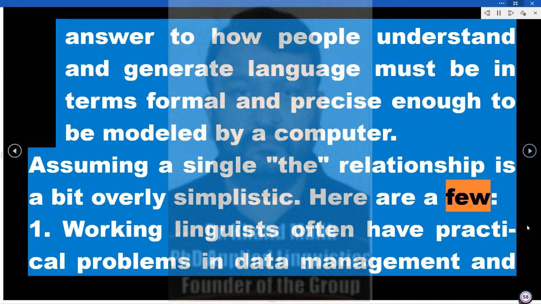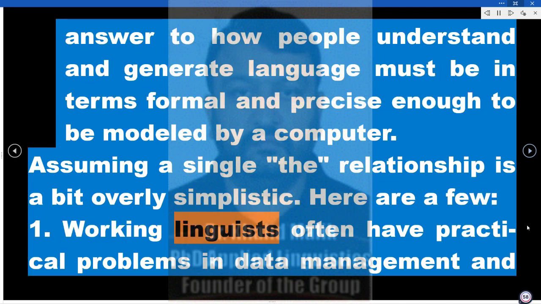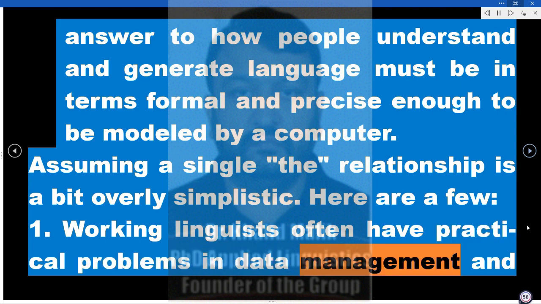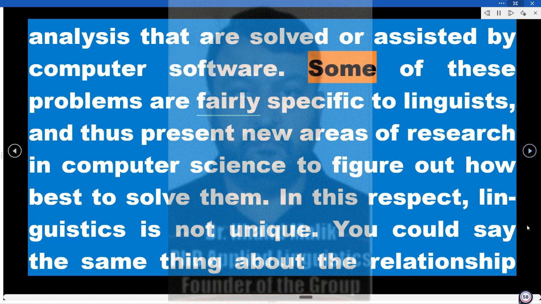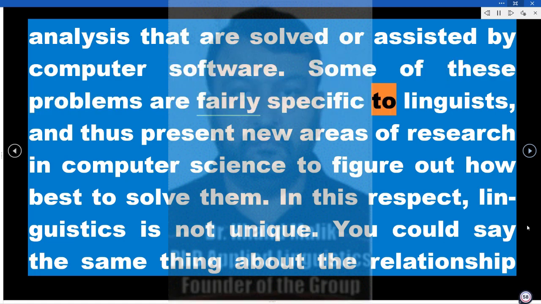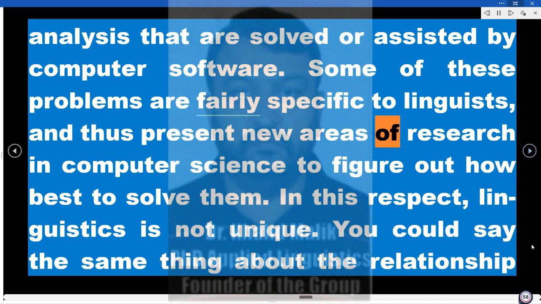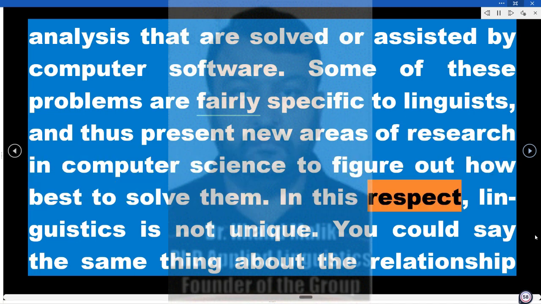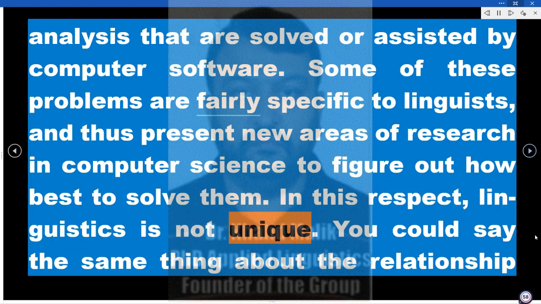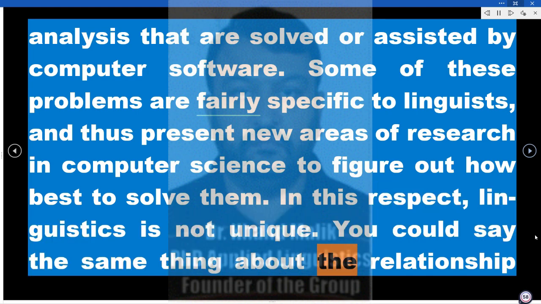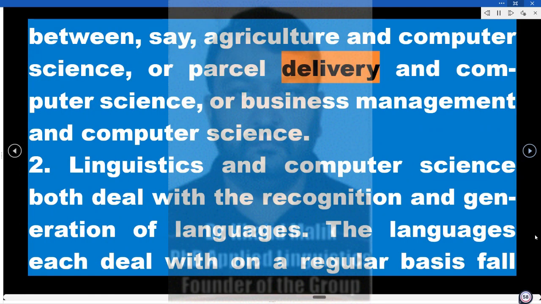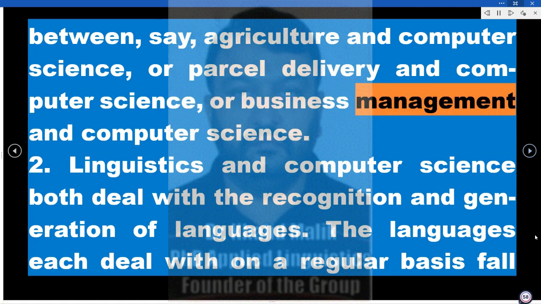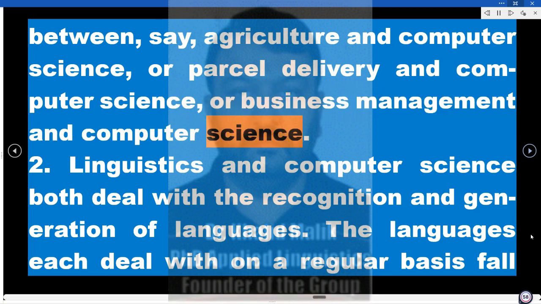Here are a few. 1. Working linguists often have practical problems in data management and analysis that are solved or assisted by computer software. Some of these problems are fairly specific to linguists, and thus present new areas of research in computer science to figure out how best to solve them. In this respect, linguistics is not unique. You could say the same thing about the relationship between, say, agriculture and computer science, or parcel delivery and computer science, or business management and computer science.